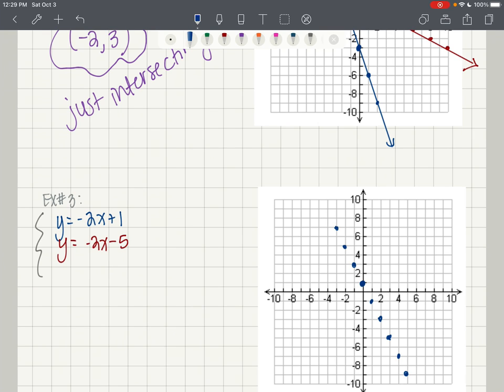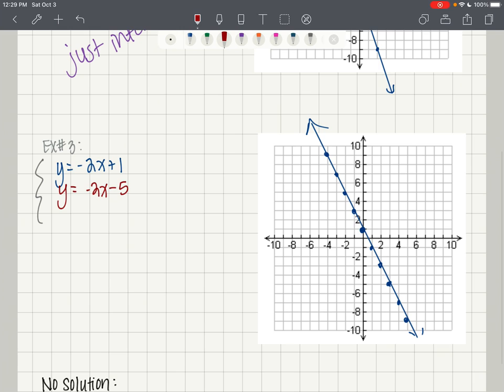I'm going to go to the top portion of the grid, draw a line using a straight edge, and that's one of our lines. The second one is y equals negative 2x minus 5. So our y-intercept is negative 5. We can go up 2, left 1, up 2, left 1, and continue that pattern. But it seems just when I'm getting close, I stay an equal distance apart from that other line.